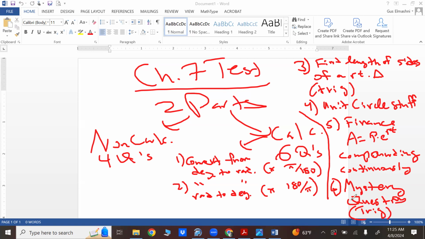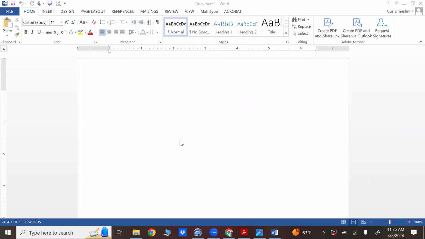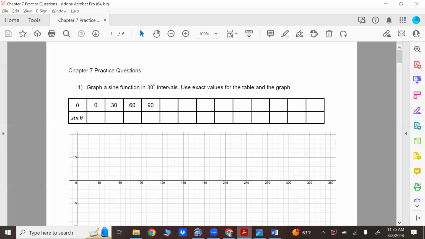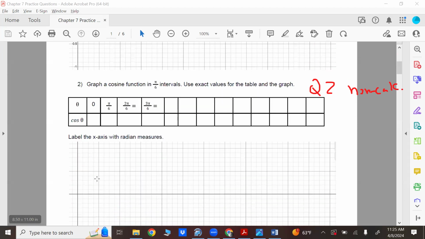Okay, I'm going to go over certain question types from the review packet that correlate to this. So let me go and clear this. Let's go to the review packet really quickly, and then we'll work through it, or you guys can do some practice. So this will be just like question 2, non-calc. Likewise with number 2. Number 2 will be like question 2, non-calc.